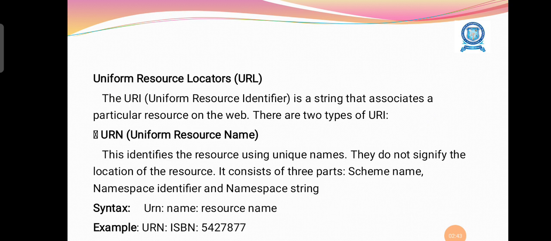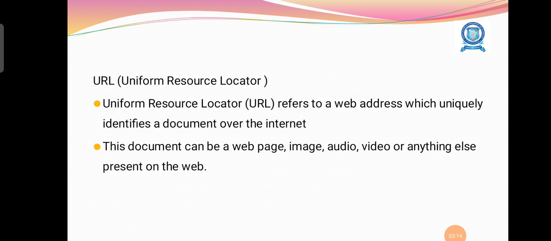A Uniform Resource Locator is a string. It is an identifier to uniquely identify a resource. For example, it is similar to the Uniform Resource Name, URN. The URN is an identifier which identifies the resource using unique names. For example, the syntax of URN is urn, then the name, then the resource name. For example, URN ISBN, and the resource name is given with the help of some unique digits.